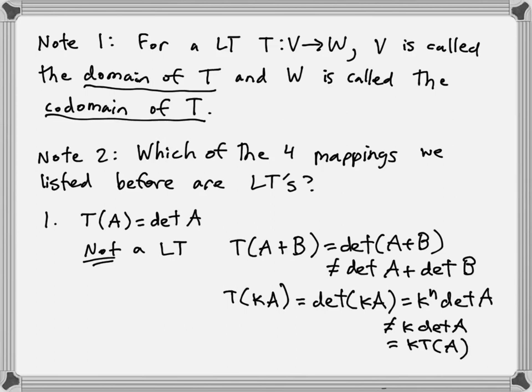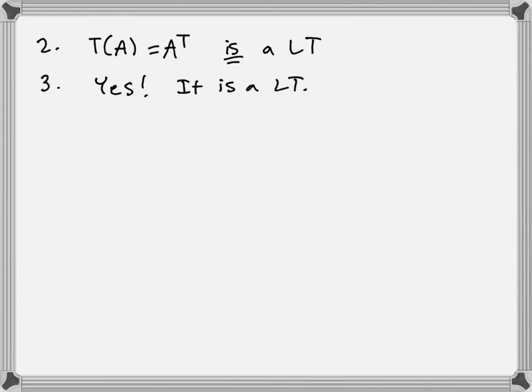Okay? What about the others? The second map, remember what that one was? That was T of A equals A transpose. This guy is a linear transformation. It actually passes both properties. Both properties hold. What about map number 3? Map number 3, yes, it is a linear transformation.